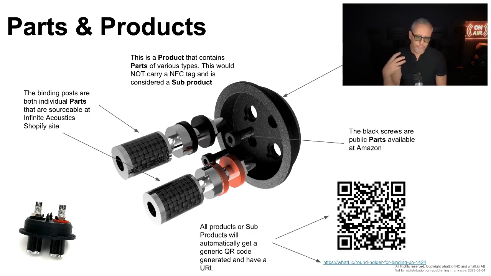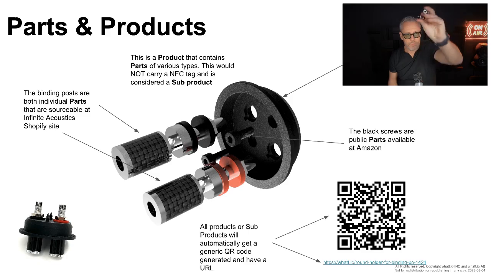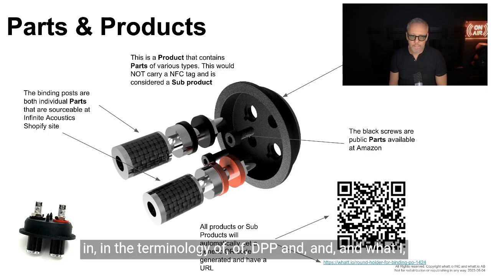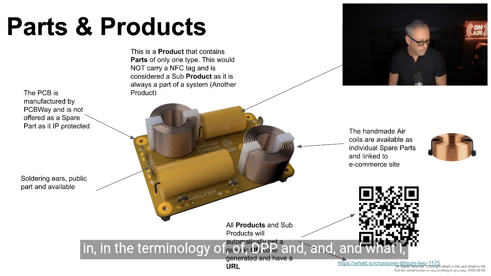The actual holder of this set is 3D printed. It's downloadable because it's a free item that you are also allowed to modify. And then, of course, you have the two binding posts, which are beautiful carbon fiber pieces. This all together becomes basically a sub-product in the terminology of DPP and What.io.